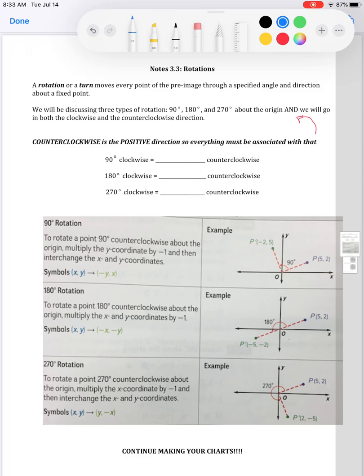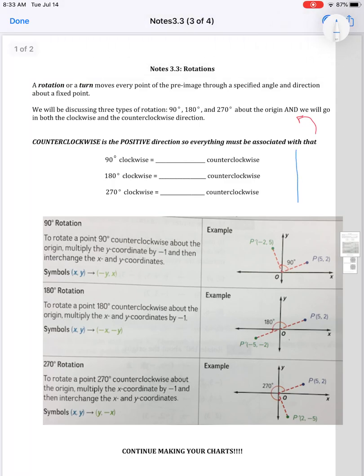Now, the most important thing with rotations is the counterclockwise. Counterclockwise means you are actually going backwards from what we're normally used to. The counterclockwise direction is the positive direction, so everything needs to be associated with that. So think, here are your quadrants, each of these is perpendicular, so they're all 90, and this is where we start, right here. If we're going 90 degrees clockwise, well, clockwise goes this way. The question is, what is that matching with counterclockwise?